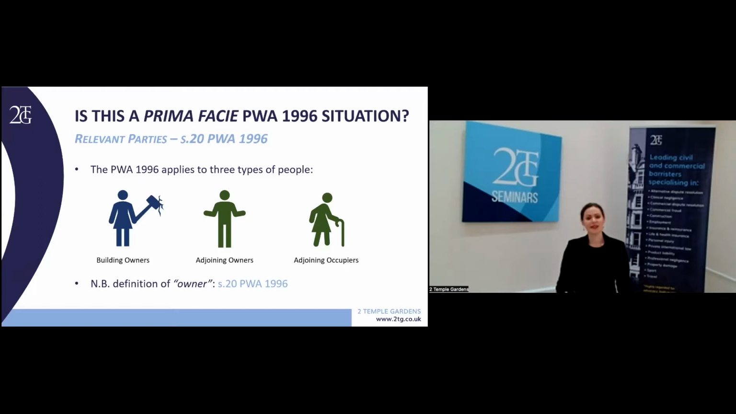Now, in most cases, the only people we are going to be concerned with under the Act are the building owners and the adjoining owners. And just as a health warning early on, the definition of owner, which is given in section 20 of the Act, stretches far beyond the concept of a freehold owner to include landlords and all tenants whose lease is longer than a year. So it isn't the most intuitive definition, and it's worth double checking.